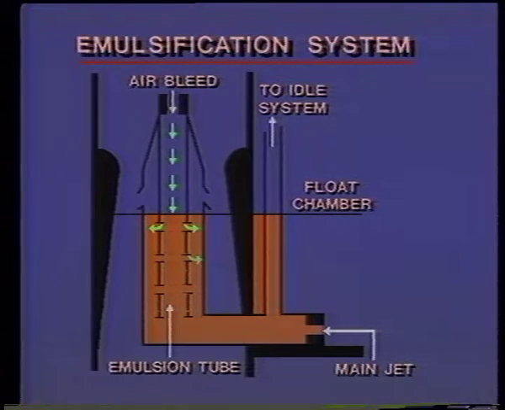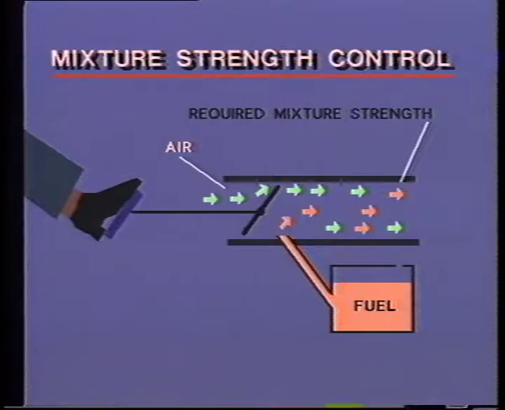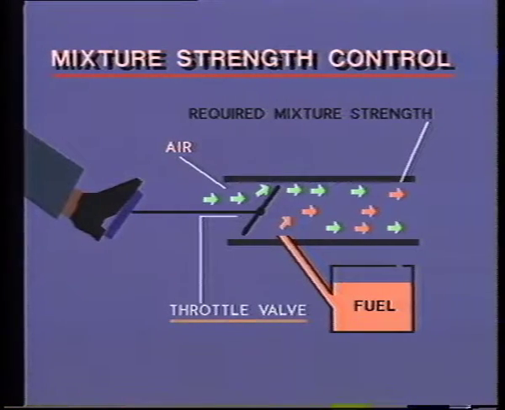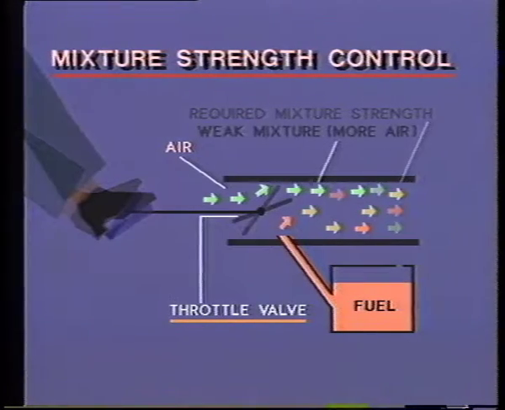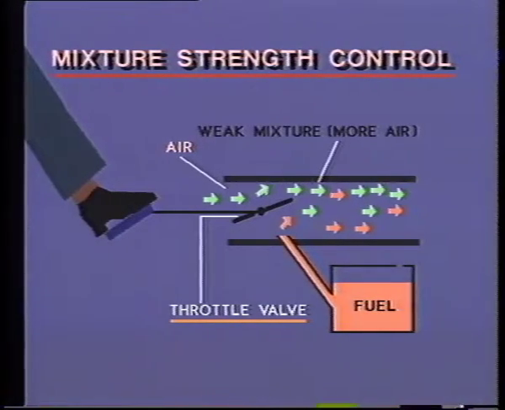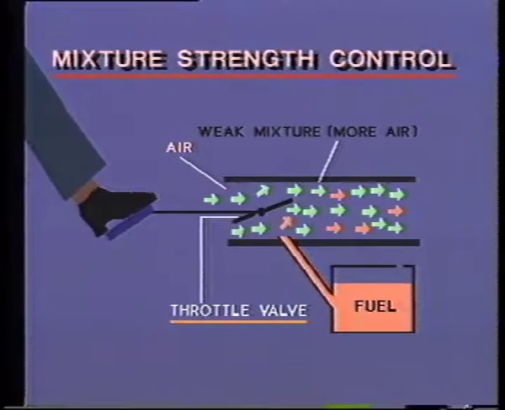An emulsification arrangement is introduced to obtain the same effect. The emulsion holes provided in the system bleed more and more air, thus weakening the mixture strength. The richness or weakness of air-fuel mixture is controlled by a throttle valve. When this valve is suddenly opened, that is, more than required air is allowed into the engine, it results in a weak mixture which is difficult to burn or is slow burning.